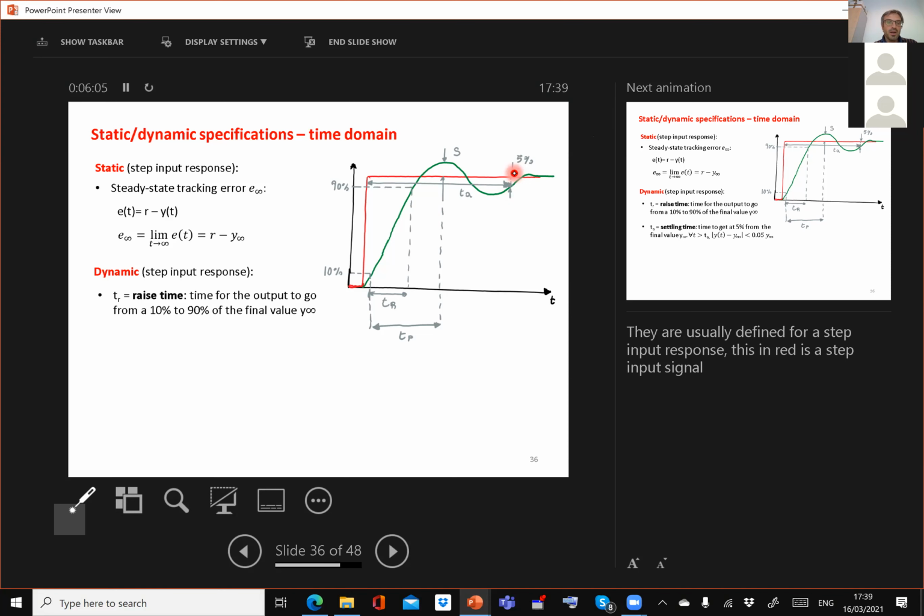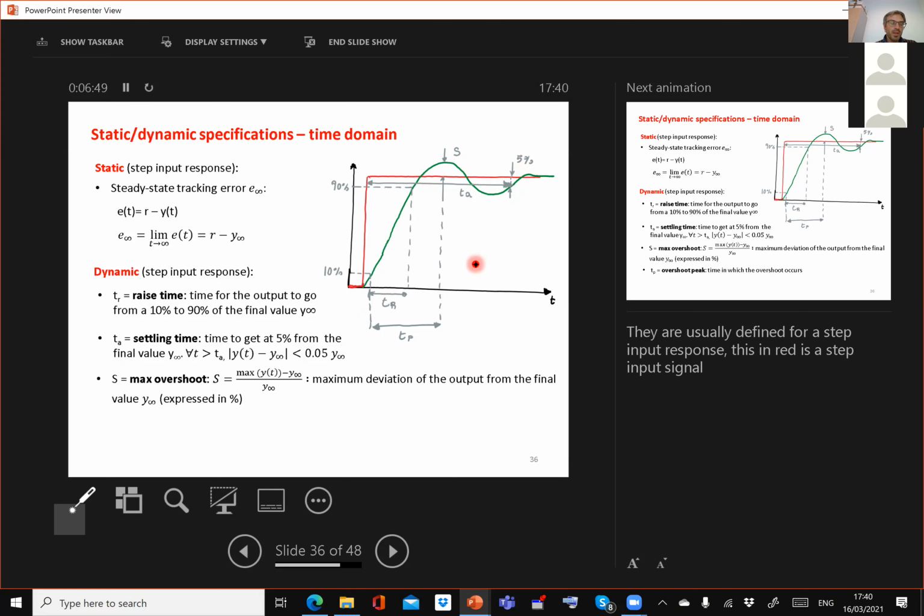While the dynamic specifications are the rise time, the time that the output needs to go from 10% to 90% of the final value. Then we have the settling time. This is the most interesting for us, and it is the time that the output takes to get within 5% of the reference. Actually, if there is no tracking error, the reference will be the same as the equilibrium point, so 5% from the equilibrium point or the reference. And the maximum overshoot is the maximum deviation of the output from the equilibrium point. Normally the overshoot is expressed as a percentage, like 20% or similar.